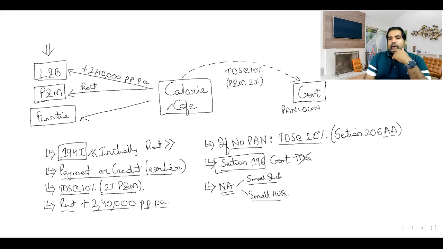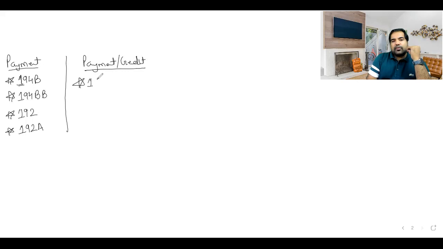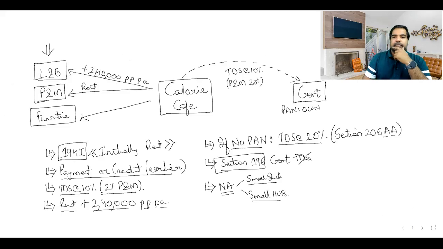All right, so this is 194I. Initially, you rent. Perfect. I'm just going to write this here. These were all 4 on payment basis. Now we've come to a category which is payment or credit, whichever is earlier basis. And in that, the first section we saw is 194I. Initially, you rent. Let's move ahead to the next one.